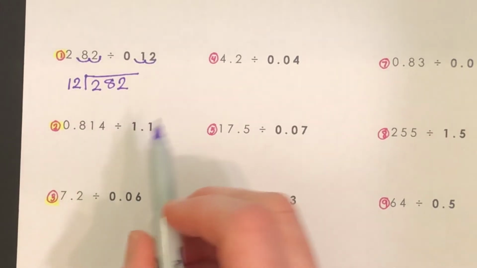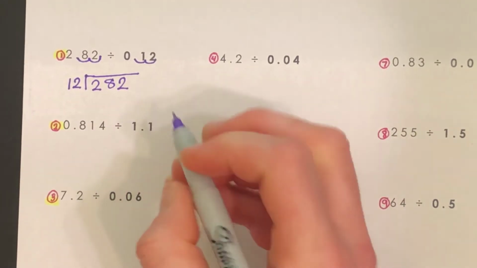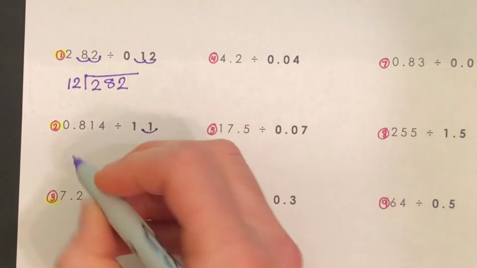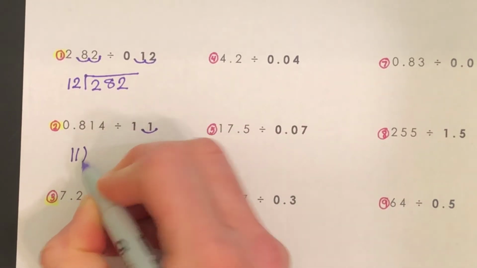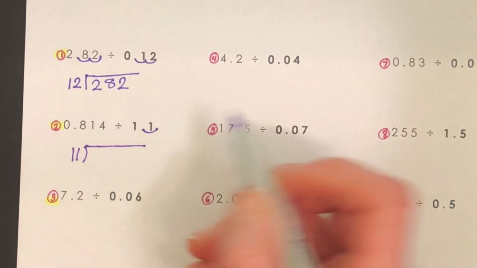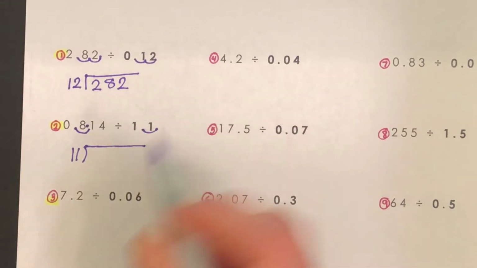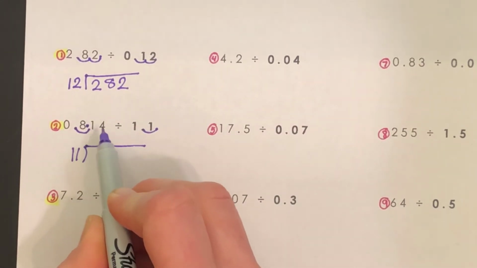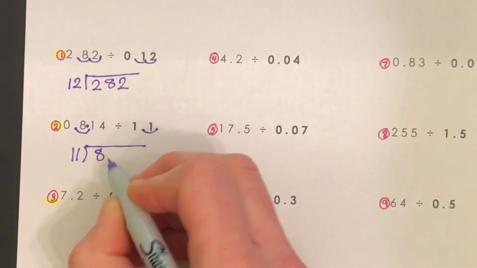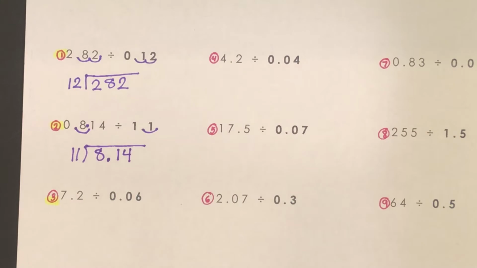On number 2, I have 1 digit to the right of the decimal. So to make this a whole number, I'll move the decimal 1 time. This now is 11. If I move it 1 time there, then I have to also move it 1 time here. When I move it 1 time here, I'm left with 8.14. So when I actually divide, it will look like that. Of course, on this page, you don't have to divide. All you're doing is setting them up.